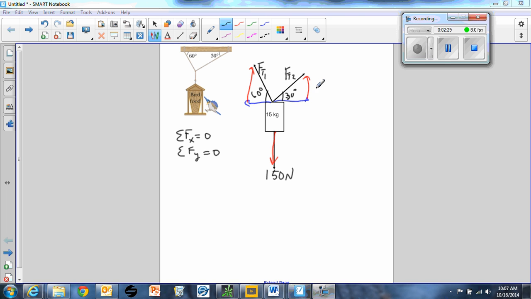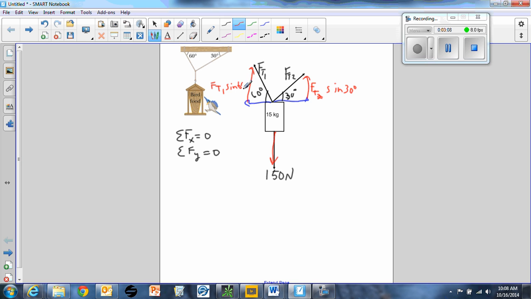So if we just look practically at this, then these y forces, this is going to be FT2 sine of 30 degrees. Now if you put in your calculator sine of 30 degrees, you get 0.5. This one is FT1 sine of 60 degrees. And remember, sine of 60 degrees is just a number. You should get 0.866, so 0.87 to me.